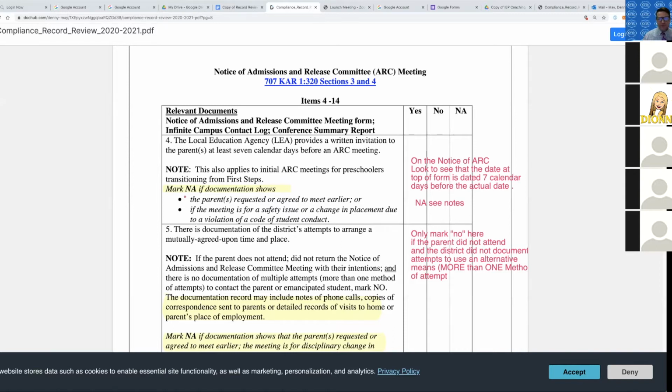Now, what you would do if you were reviewing a record, you would say NA right here, if the parent agreed to meet earlier. There's another note, if it's a meeting that's for a safety issue or a change in placement due to a violation of a code of student conduct. Sometimes those things have to happen in a 24-hour period. So you would get an NA on that if that was the type of meeting you were having, and you would mark on the conference summary, or I'm sorry, on the ARC notice, the purpose of that meeting, and you've got the other box to do that with.